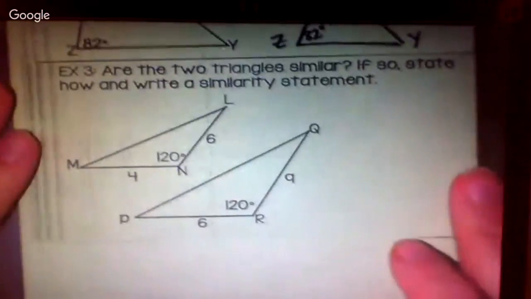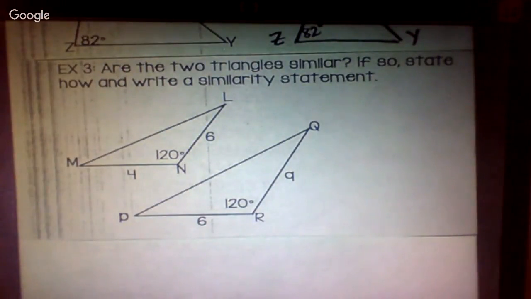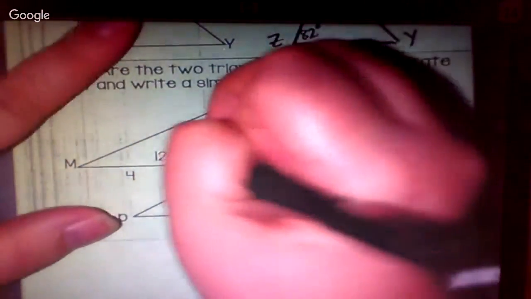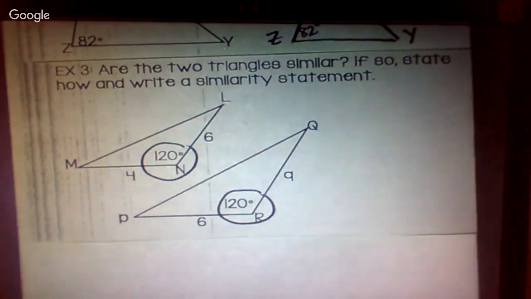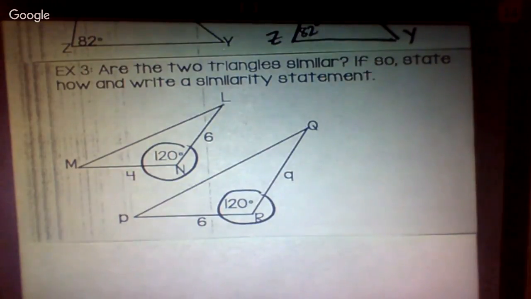Okay, so with this concept, side angle side, the first thing I need is two pairs of congruent angles. Do I have that? Yes. It's N and R. Fantastic. So angle N and angle R. Please be very cautious because it said side angle side, which means the sides have to have the angle in between. Do my sides that I know have the angle in the middle? Yes. So let's set up a proportion.